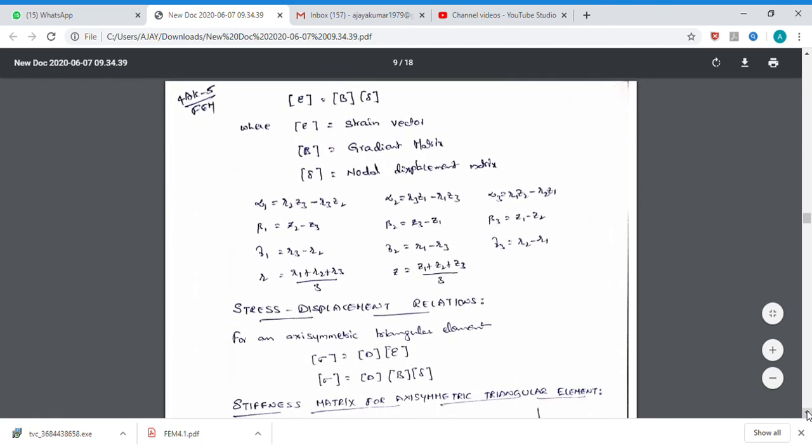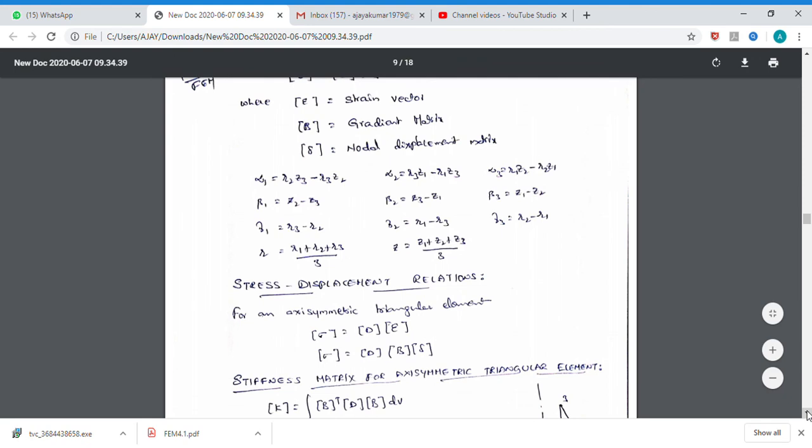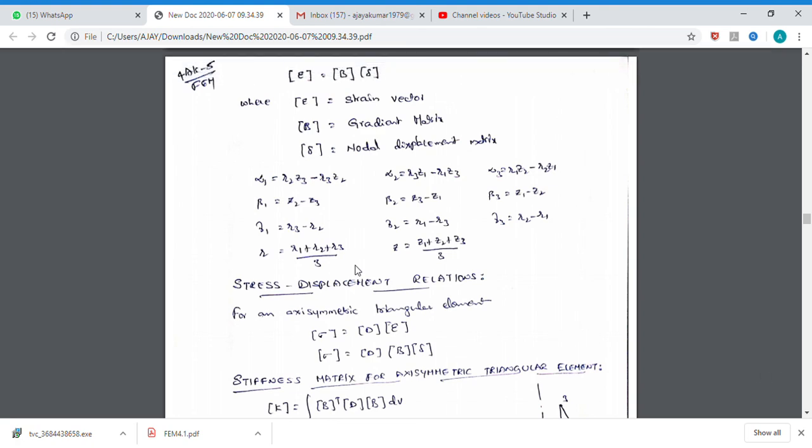Now in this particular equation we have to remember alpha 1 is equal to, as we derived earlier, r2 z3 minus r3 z2, and beta 1 is equal to z2 minus z3, gamma 1 is equal to r3 minus r2, and so on. And r is equal to (r1 plus r2 plus r3) by 3, z is equal to (z1 plus z2 plus z3) by 3. That is, this element is rotating about an axis with a certain radial direction. That's why we take the radius r as (r1 plus r2 plus r3) by 3. In the same manner, z also we consider in the axial direction.